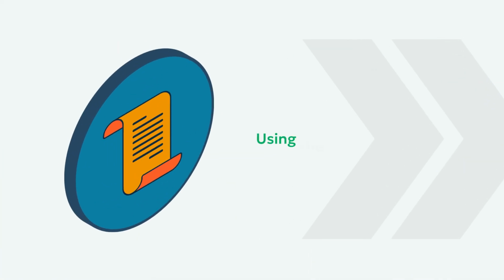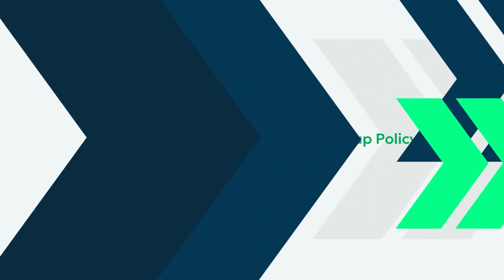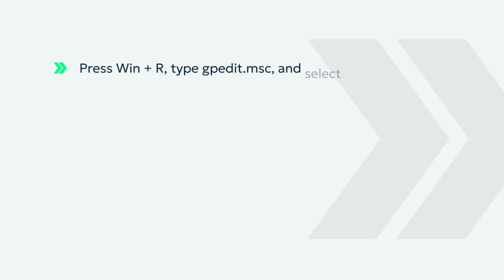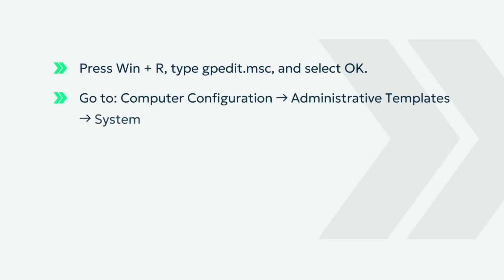This process can also be done through Group Policy. Open the Group Policy Editor by typing gpedit.msc into the Run dialog. Then navigate to Computer Configuration, Administrative Templates, System Restore.